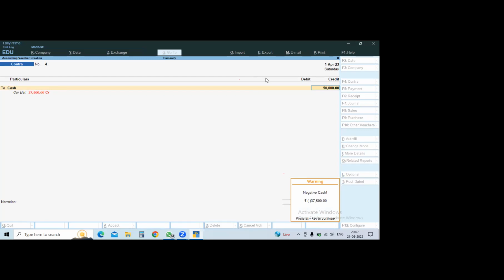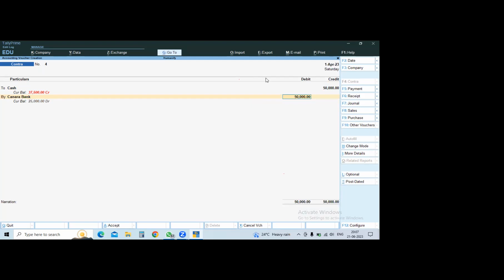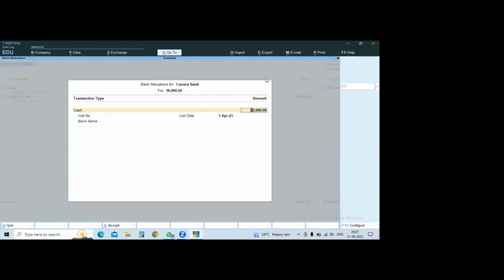I'm showing negative cash, minus 37,500, because we don't have an opening balance for this company. That is the reason. Okay, do enter. "By" is Canara Bank, right, ma'am? Yes. Enter and accept.